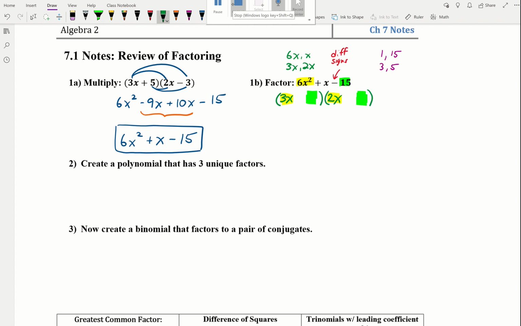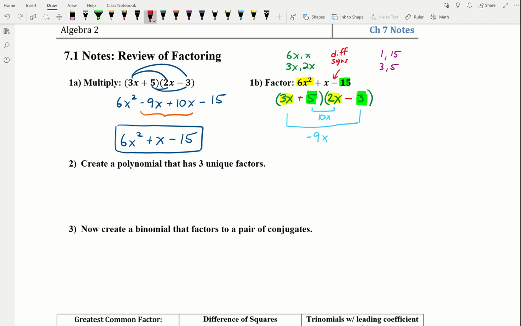Now, because there was no greatest common factor, there will not be common factors here either. So if I'm going to use 3 and 5, the 3 would have to go here and the 5 would have to go here. Well, what you should notice from there is that when you multiply 3x times 3, you get 9x. And when you multiply the 5x times 2, you get 10x. Now, we talked about the signs being different. Well, if I take 10x and I subtract 9x, I will get the positive 1x that we need. So we want this to be negative, which means it's going to be negative here with positive here.